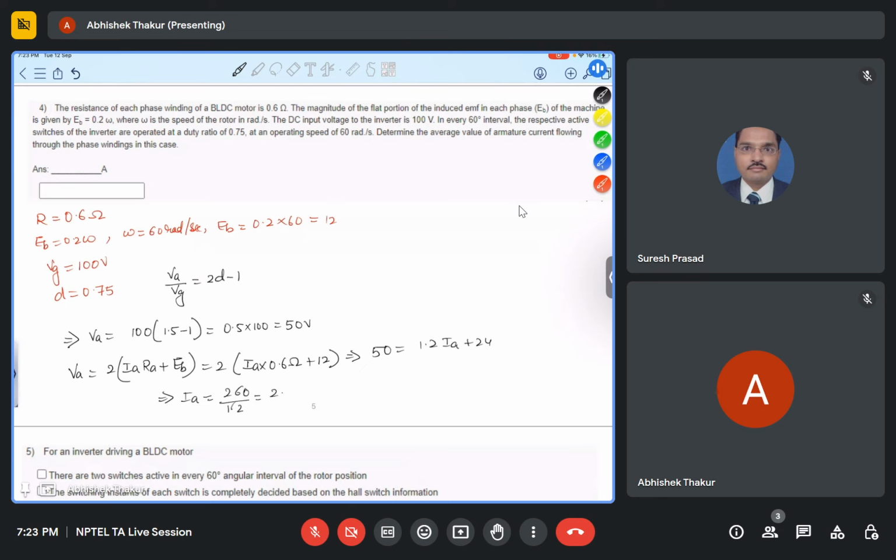So it will become 2.17, sorry, 21 point. If we remove this decimal, 260 by 12, so that will be 2.2 and 20 is 1.80680, again 6 like this. So the armature current flowing through the phase winding in this case is 21.66 ampere for this question.